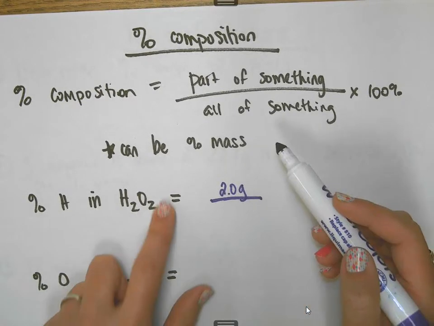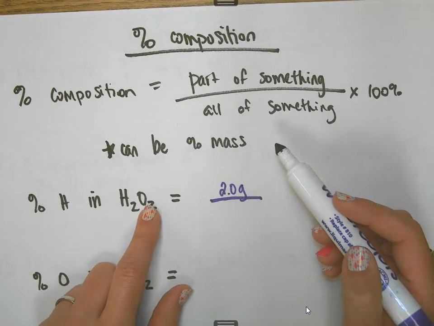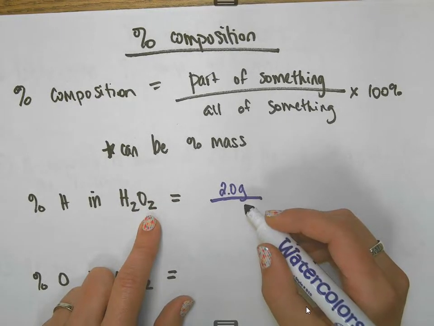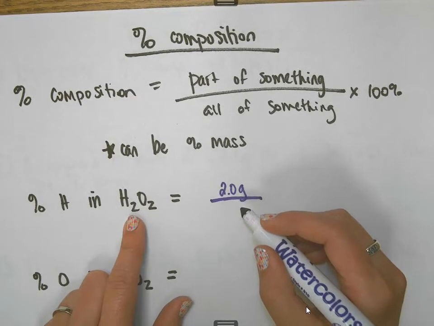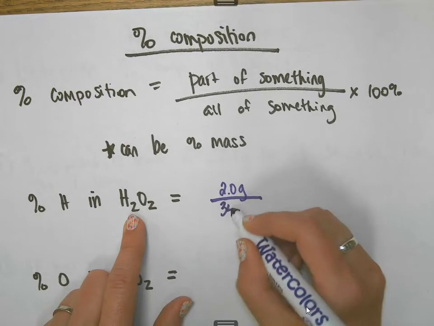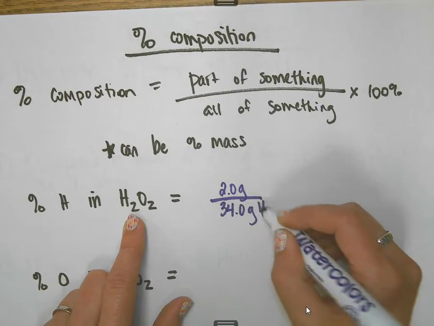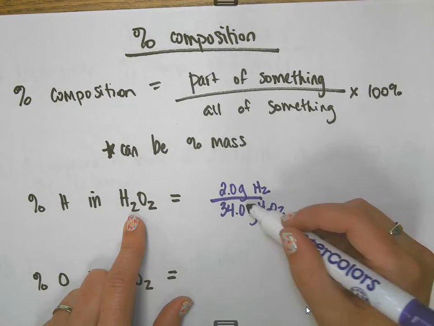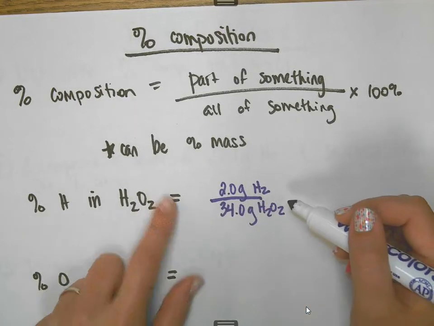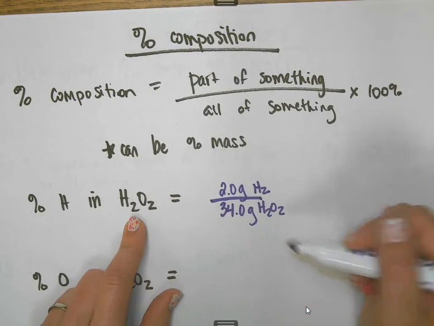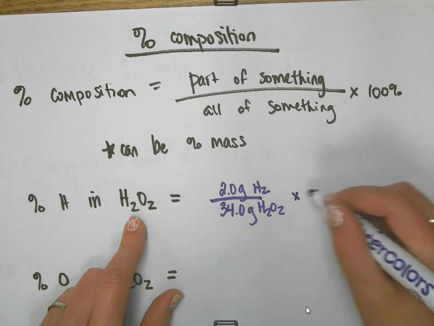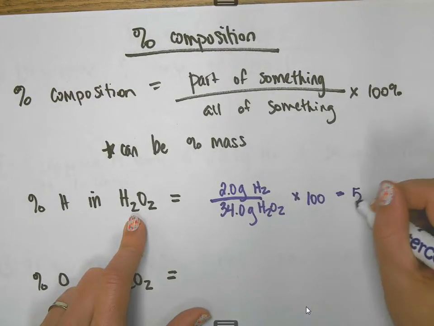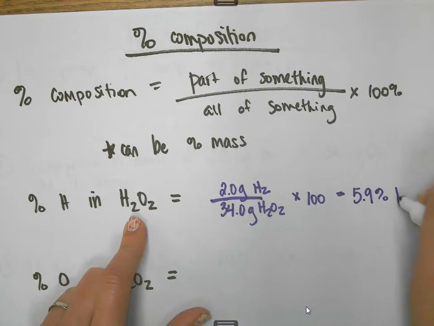Then I need to find the all of something. All of something is the mass of the whole thing. So the mass of 2 oxygens is 32.0. The mass of 2 hydrogens is 2, so that adds up to be 34.0 grams of H2O2. So in 1 molecule of H2O2, 2 grams of it will be hydrogen. If I multiply that by 100, I will end up with 5.9% hydrogen.